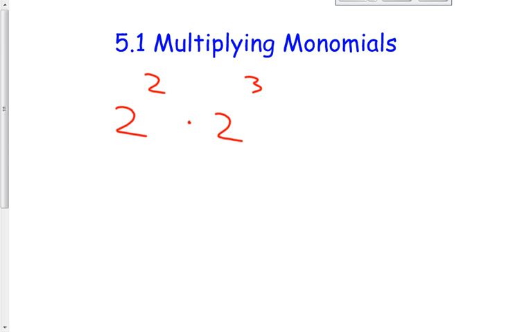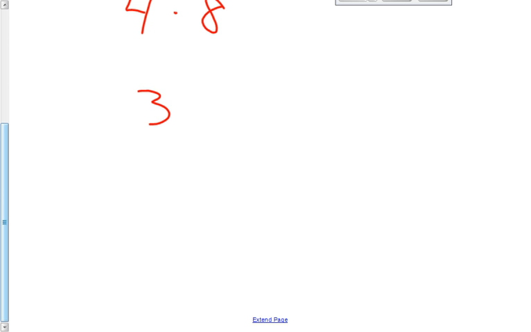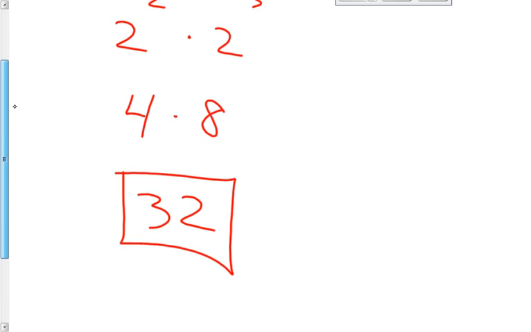the way you did this back in the 5th, 6th grade was you said 2 squared is the number 4, and 2 cubed is the number 2 times 2 times 2, which is 8. So we have 4 times 8, which is 32. And there is our answer. 2 squared times 2 cubed is 32.